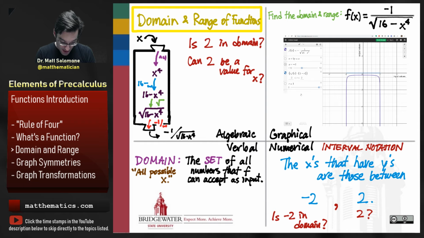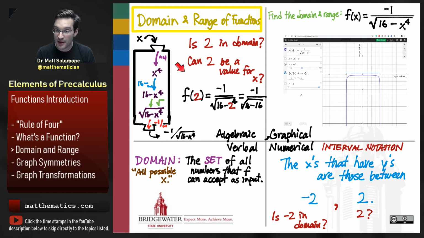Well, we just try to evaluate f of 2 and see what transpires. Right, this is the algebraic viewpoint on how this all works. So for f of 2, I've got -1 over the square root of 16 minus 2, that's my value for x now, raised to the 4th power. So what's going to happen? Well, according to the order of operations, the first thing that happens is 2 gets raised to the 4th power, and it becomes 2 to the 4th. But 2 to the 4th is 16.